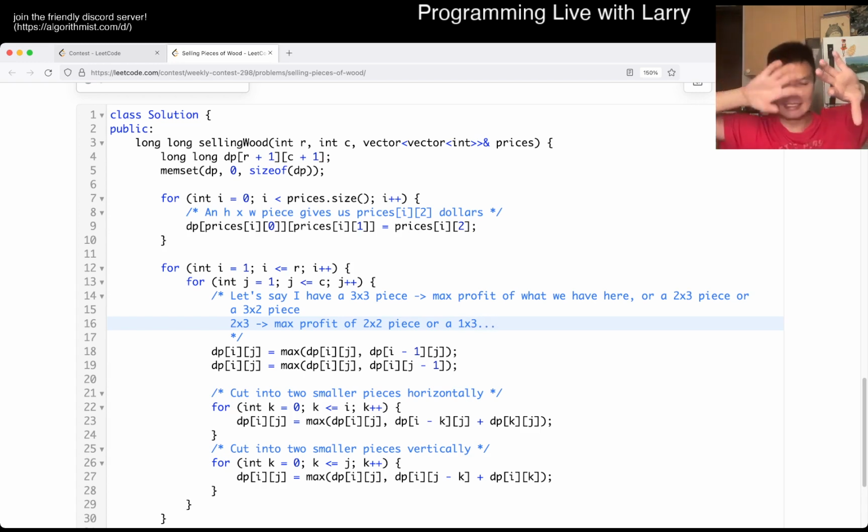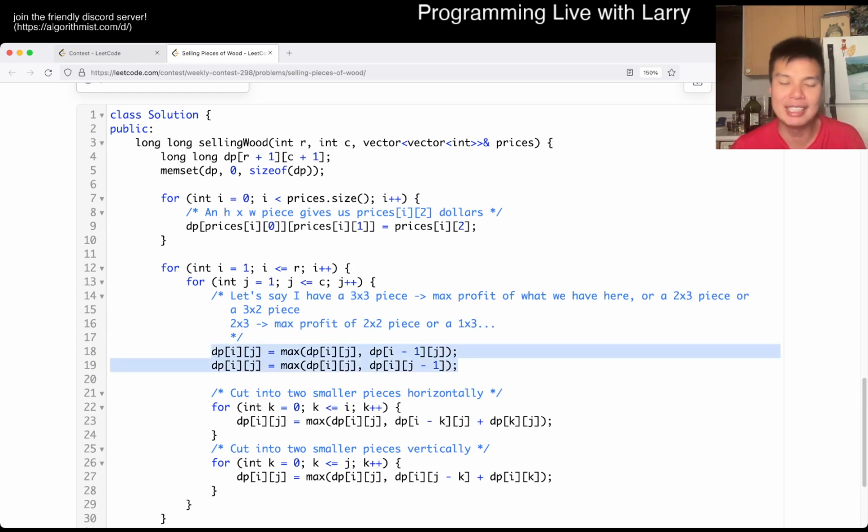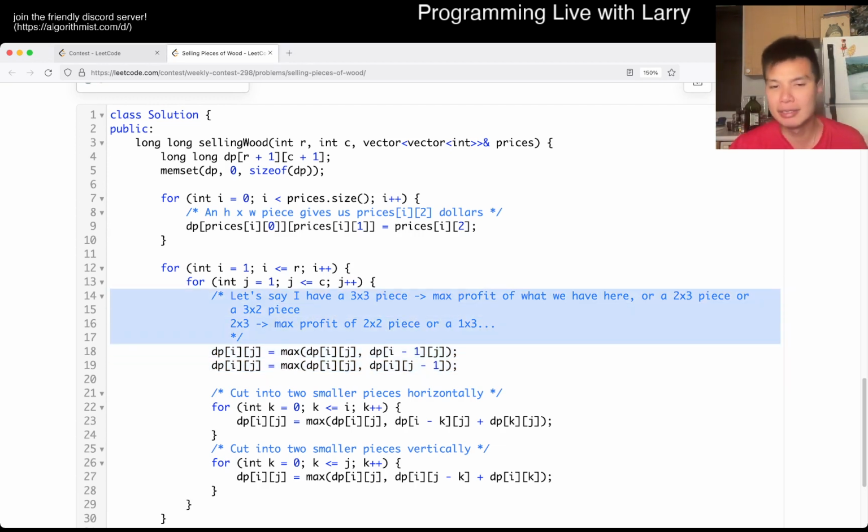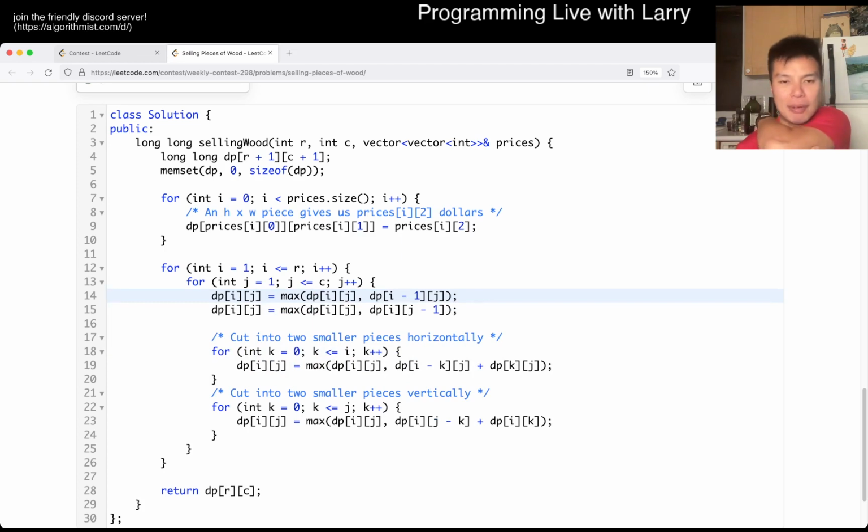So basically, in this way, a 3 by 3 space, or i times j space, will return the best profit of all the tiles or wood that is smaller than this piece. And that's basically what these two magic statements do. And a lot of it is just from practice and me kind of recognizing it from practice.